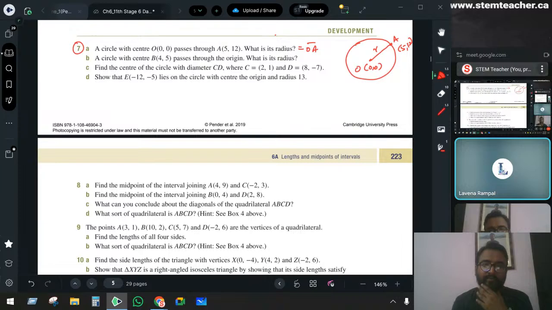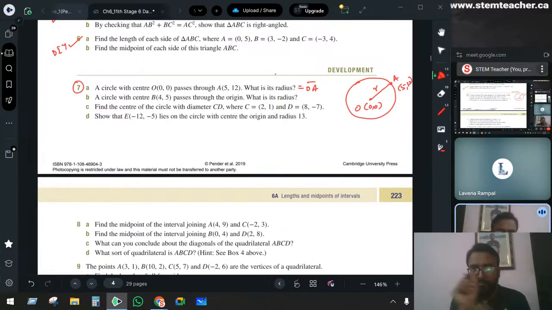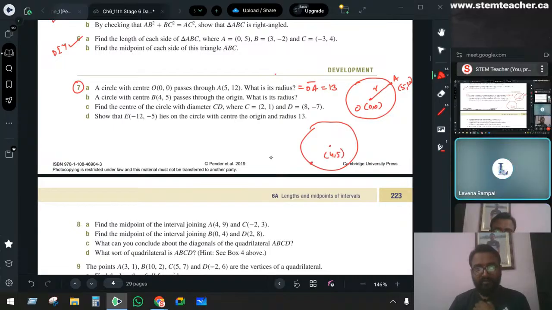So it is OA. Whenever we write the distance formula, either we write simply OA or OA bar. You can use the formula, you will get 13. A circle with a center passes through the origin. So here in the second part B, your center is different. This is your center, which is (4, 5). And on the circle there is a point O. So here also the radius will be the distance between O and this point B.